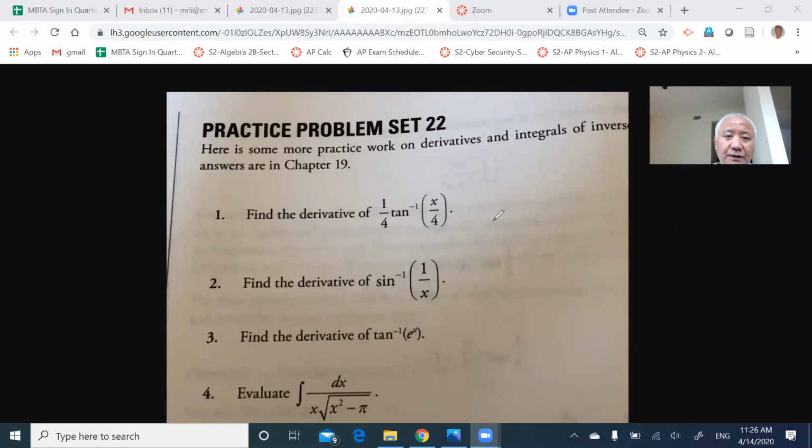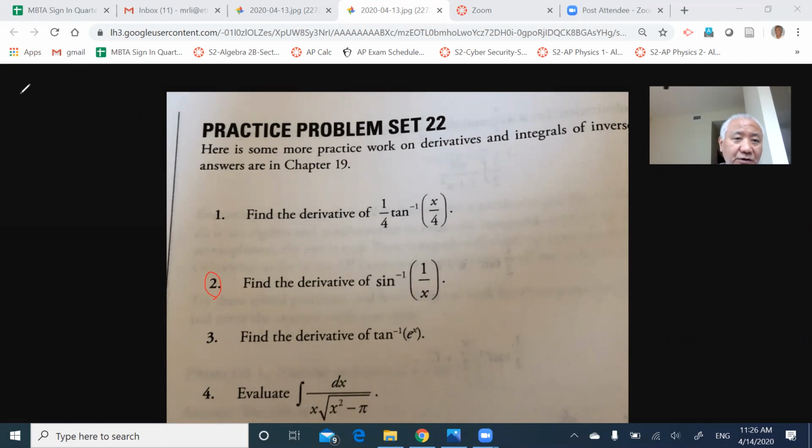Okay, let's look at question number 2 here. This question is asking to find the derivative of the inverse sine of 1 over x, right? So this one we need to remember. We need to use the basic formula for the inverse sine function.